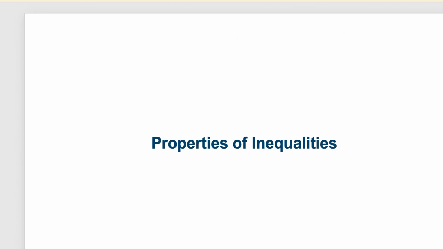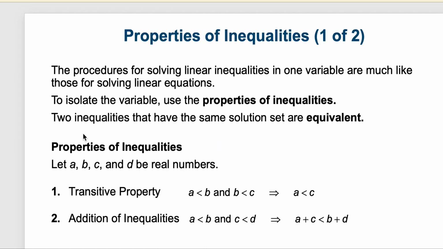Now let's take a look at some properties of inequalities. The procedures for solving linear inequalities in one variable are much like those for solving linear equations. Whenever we solved an equation, we followed some properties or procedures. Solving inequalities follows almost the same rules, but there are some exceptions, which we're going to go through. First of all, we isolate the variable using the properties of inequalities. Two inequalities that have the same solution set are equivalent.